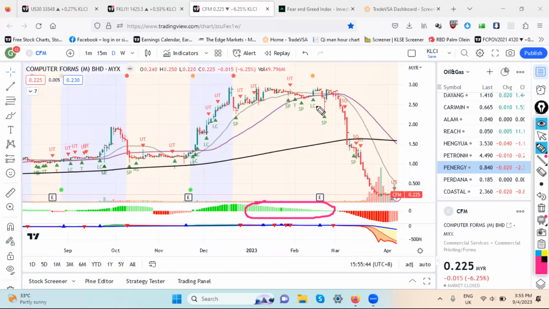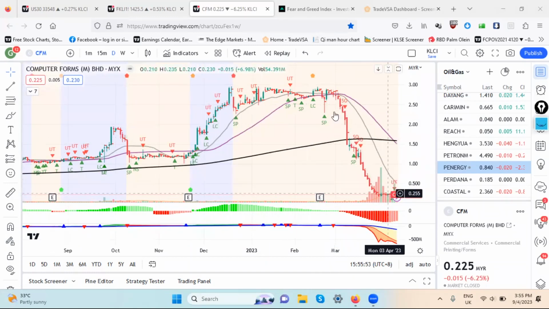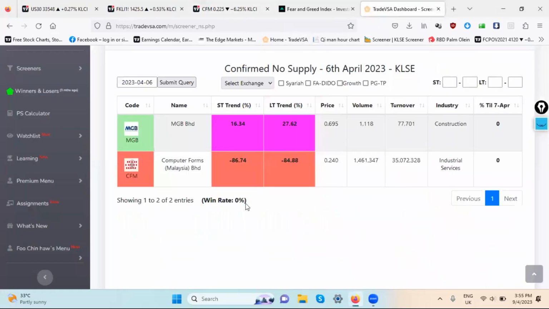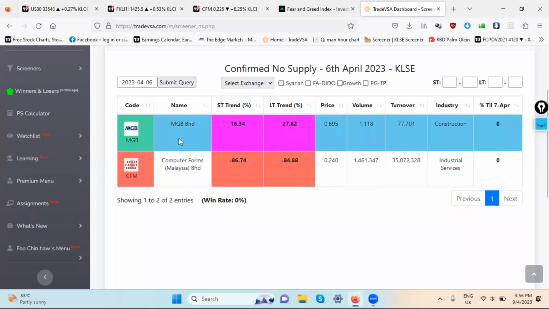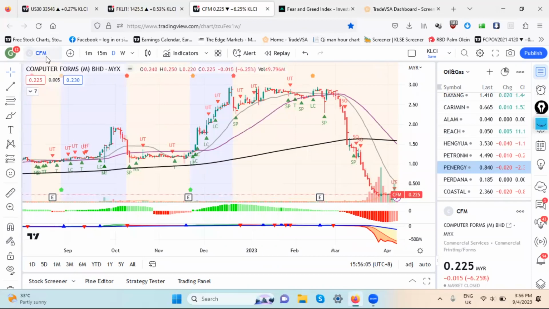No stock will continue moving up straightforward only. Once it's down, sometimes you have no time to run. There will be too extreme, some of it is too extreme. So like this MGB, go back to this MGB.